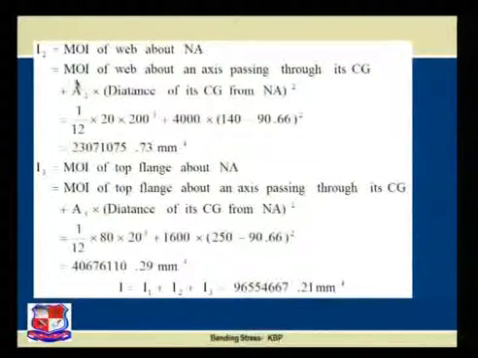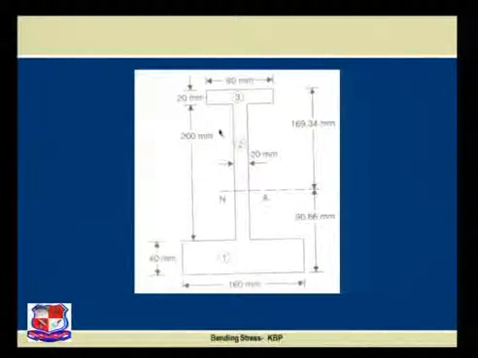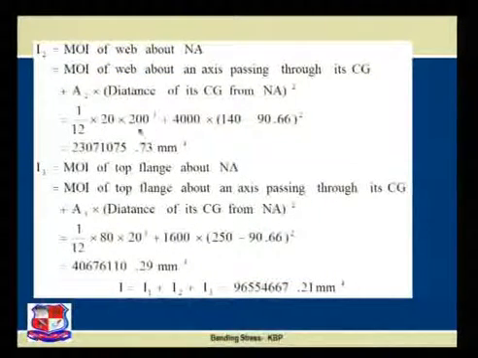First is the moment of inertia of the web about an axis passing through its CG. It is nothing but 1 by 12 B D cube. Referring to the figure previously, B is 20, D is 200, so 1 by 12, 20 into 200 cube, plus area, that is 200 into 20, 4000, multiplied by A H square.